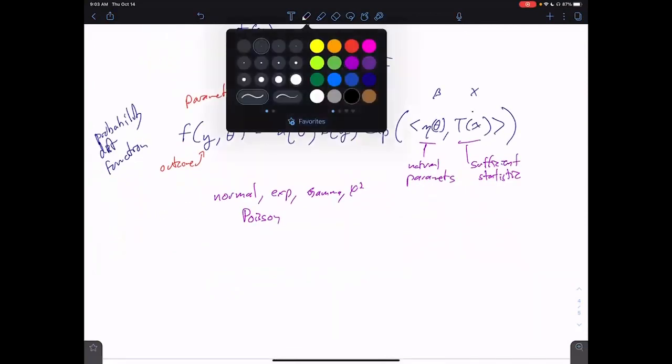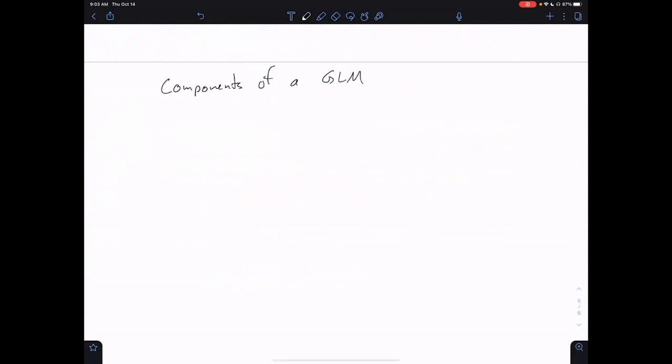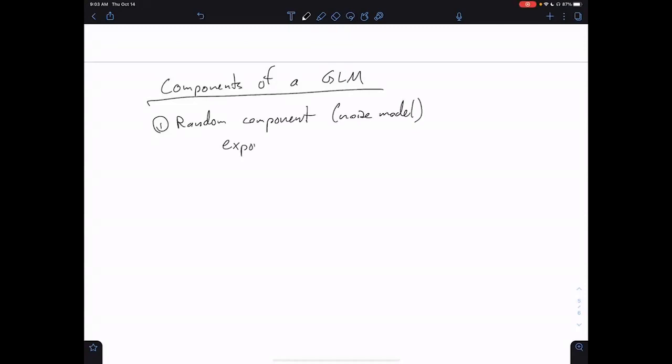Okay, so the GLM now, let's sort of bring together the components of the GLM, generalized linear model. So there's the random component that we were just talking about. That's the noise model. And this is drawn from an exponential family, something that has that form that I just wrote, possibly modified for over or under dispersion.